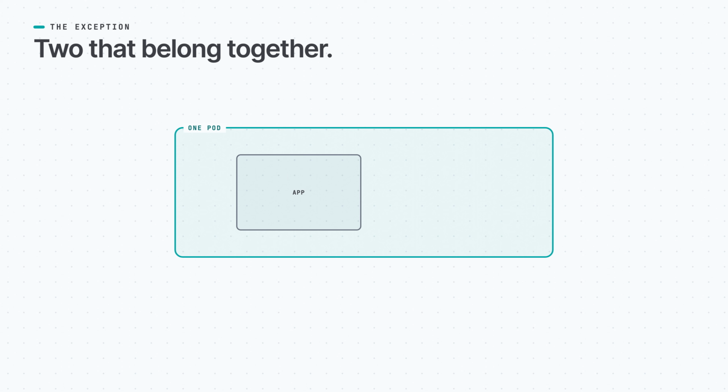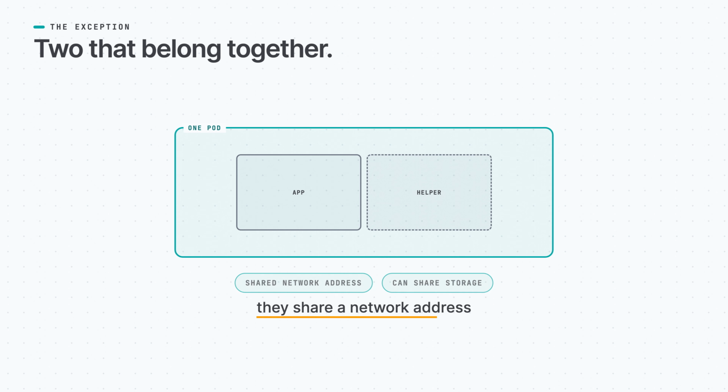So why the extra wrapper? Because sometimes 2 containers genuinely belong together. A main application and a small helper beside it. Put them in one pod and they share a network address and can share storage. They behave like one unit because they are one unit.